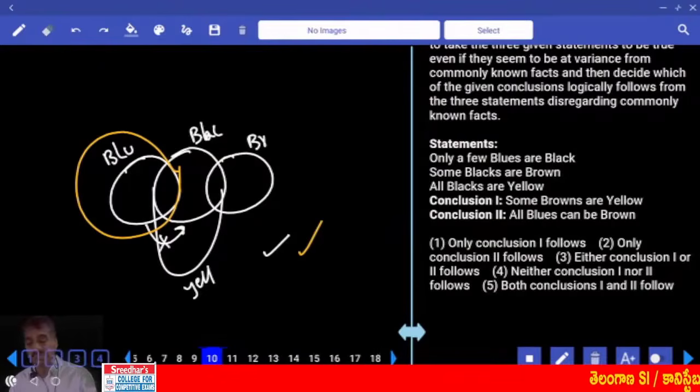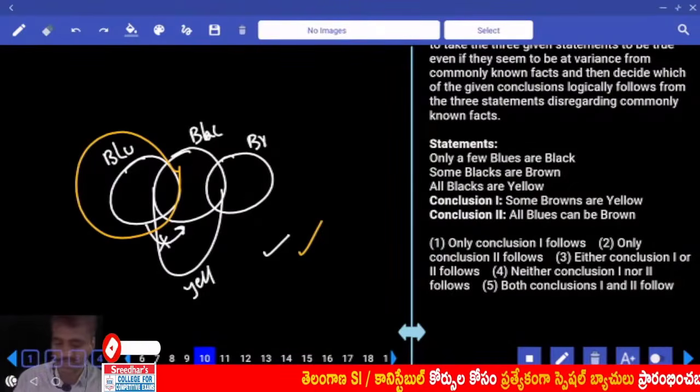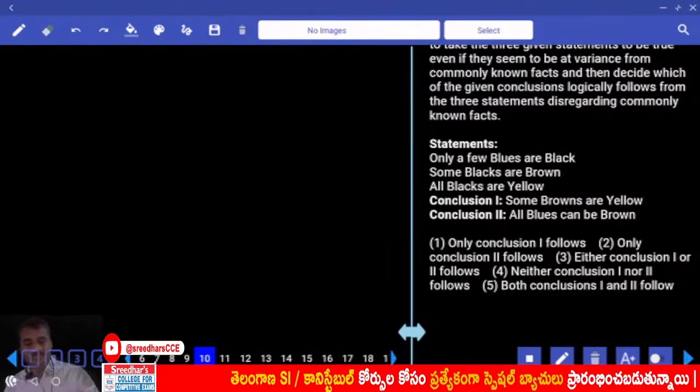Now 5 questions in syllogisms, the first of its kind in these days. In general, we give only 3 questions. Then the next one, 11 to 15.